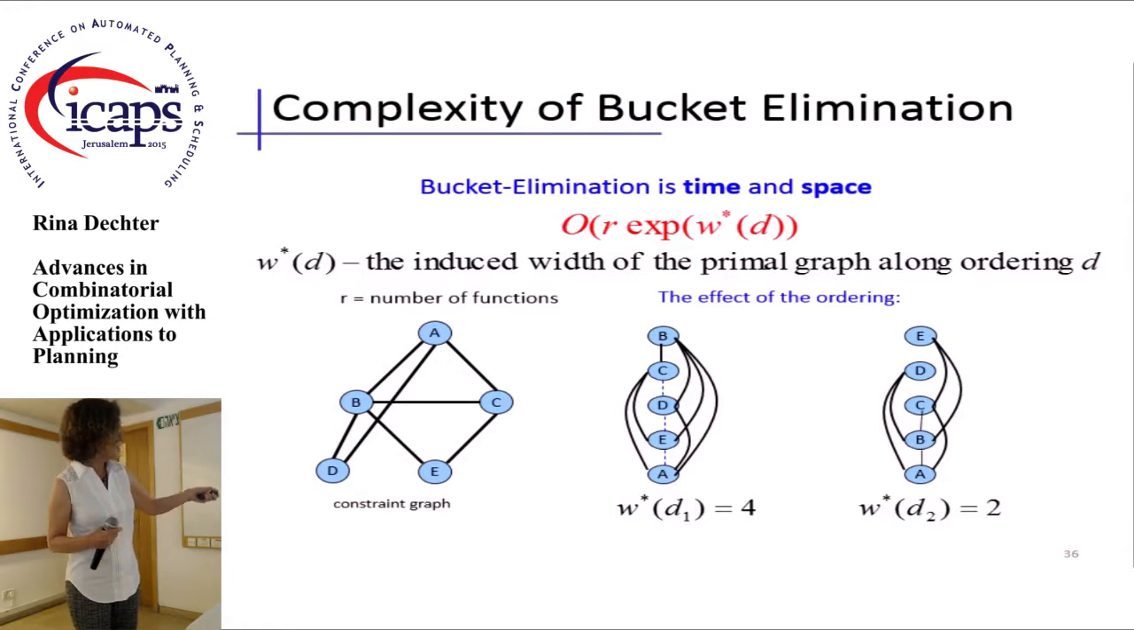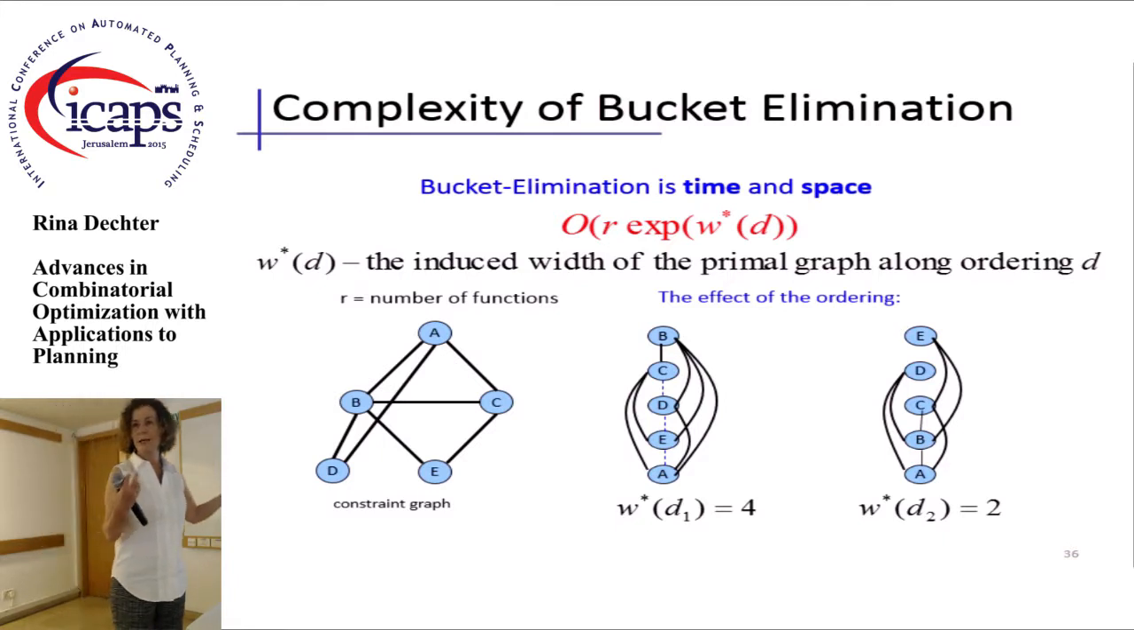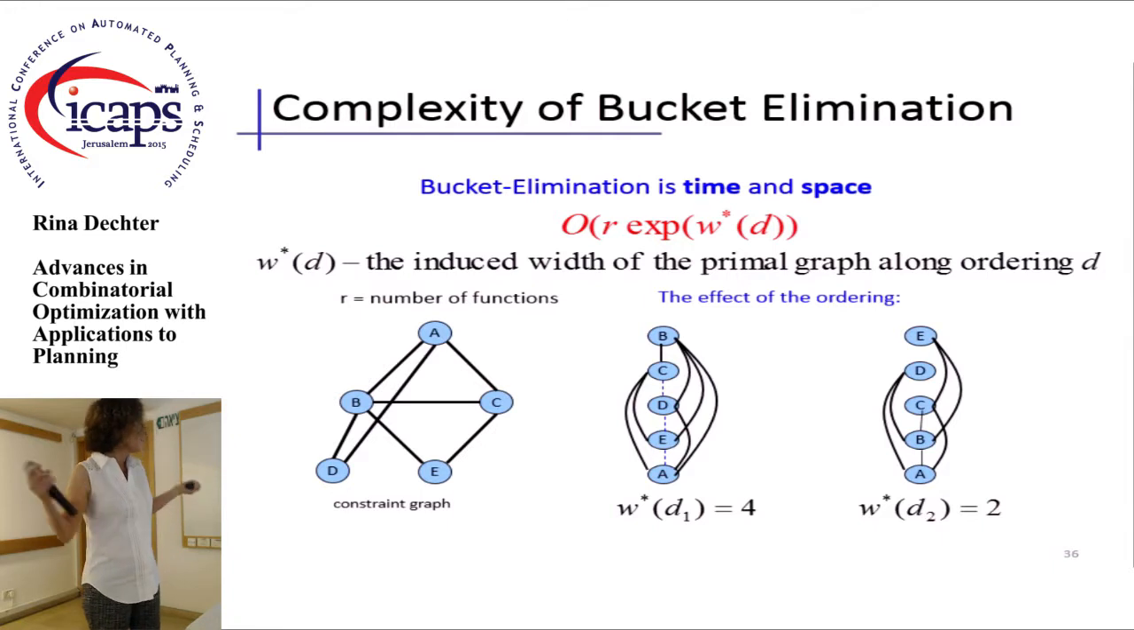So the complexity is this: each bucket is exponential, we have to solve a problem, the domain is K, it will be exponential in the induced width, this is w star, the induced width along the ordering d. We have here another parameter, which is the functions, and actually we have to take also the number of functions that we have in a bucket, so it's linear in the number of functions that we have in a bucket. Is this convincing? Yes? Okay. So that's the algorithm.